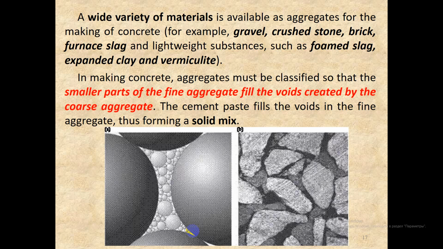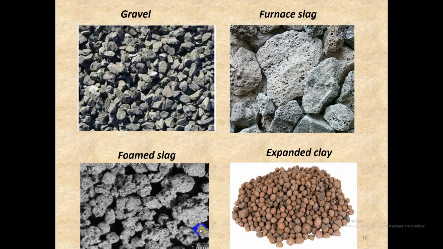The cement paste fills the voids in the fine aggregate, thus forming a solid mix. Aggregates should be clean and able to bond to the cement paste. Examples are gravel, furnace slag, foamed slag, and expanded clay. If materials such as clay are stuck to the aggregate surface, cement paste will not bond to the stone and the strength of the mix will be compromised.